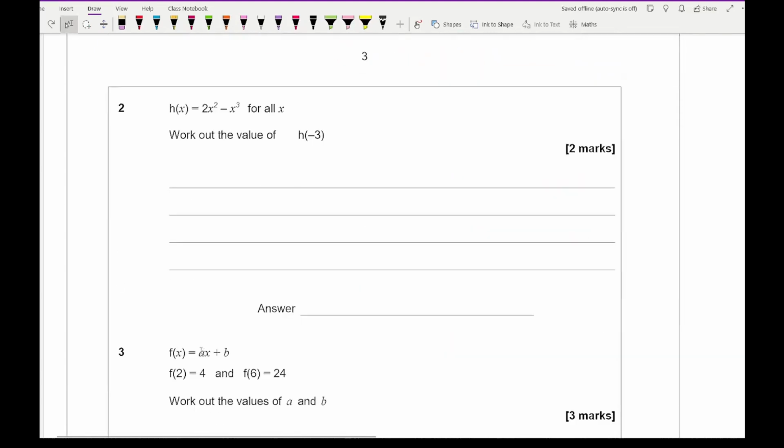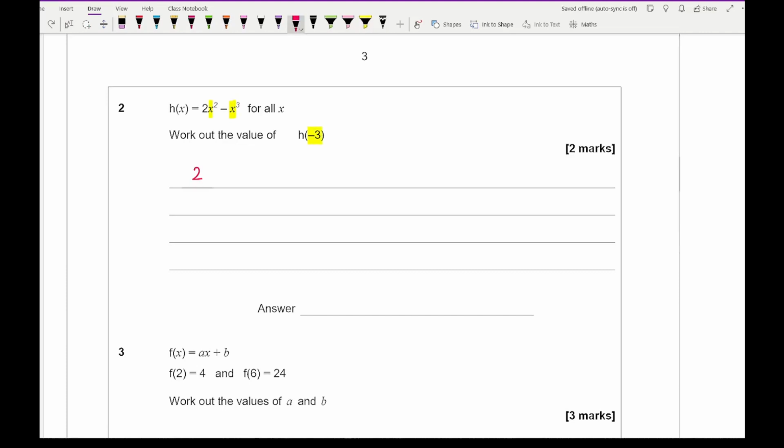Moving on to question 2, it says h of x is 2x squared minus x cubed for all values of x. Work out the value of h of minus 3. So here all I'm doing is wherever I see an x, I'm going to replace it with what's in the bracket, which is minus 3.